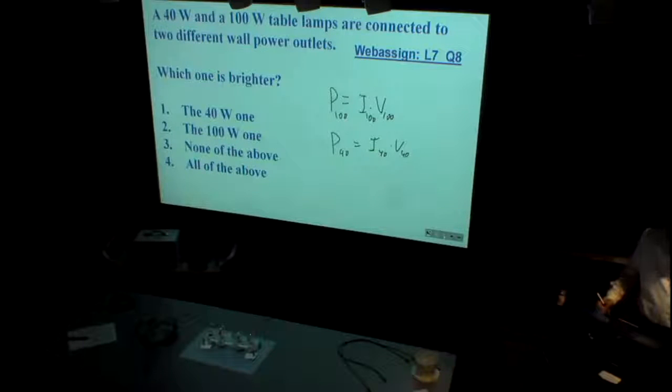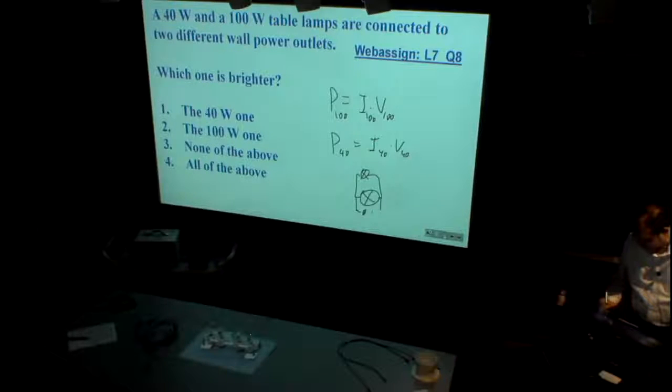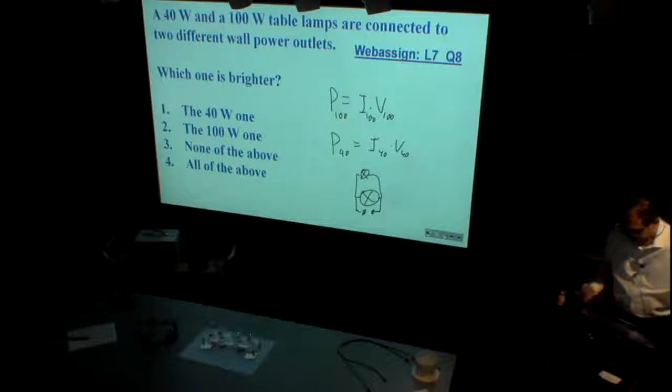First of all, they share something. When these two bulbs are connected in parallel, which means to the same or different power outlets, what do they share? What do they have the same? Voltage. Yeah, parallel, bulb number 1, bulb number 2. Parallel means same voltage. So they draw different current because of that.